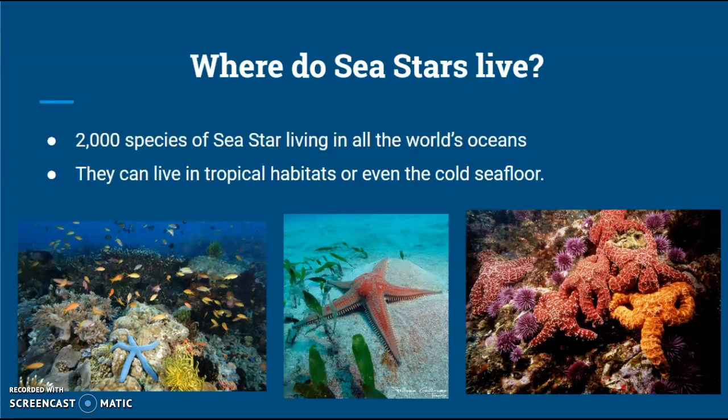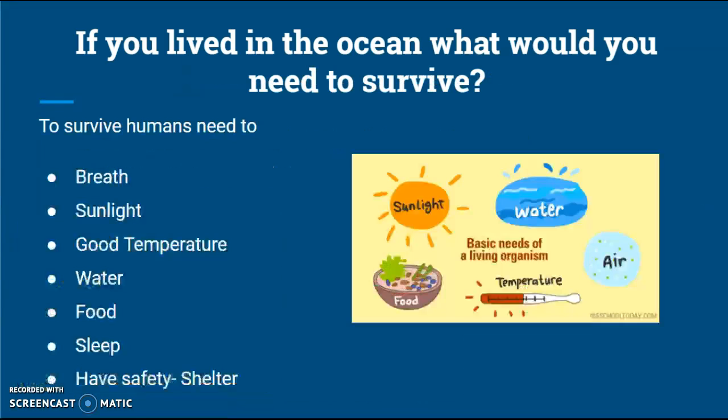So, where do sea stars live? There are over 2,000 species of sea stars living in all of the world's oceans. They can live in tropical habitats or even the cold sea floor.